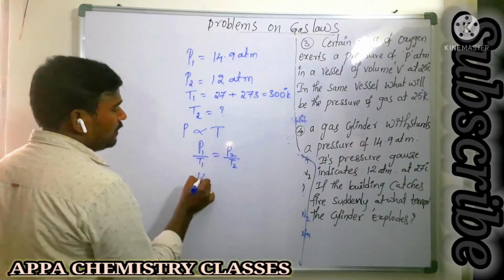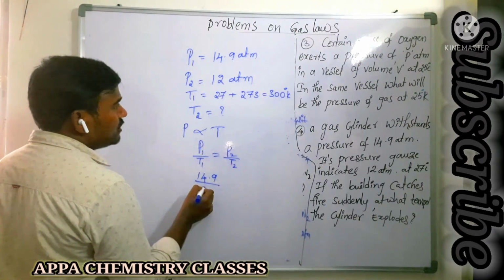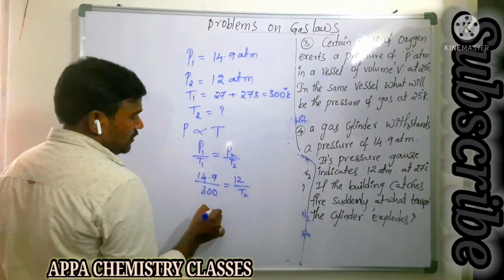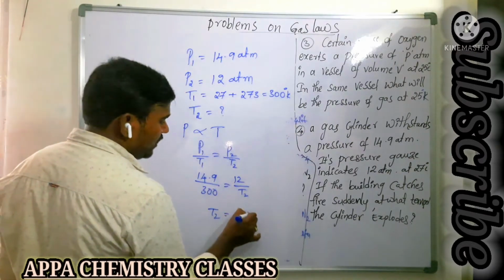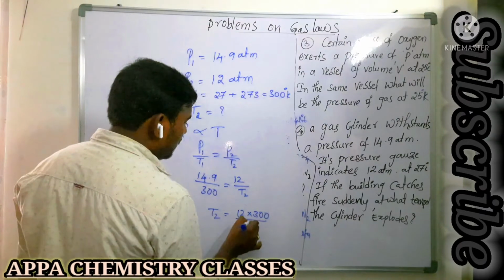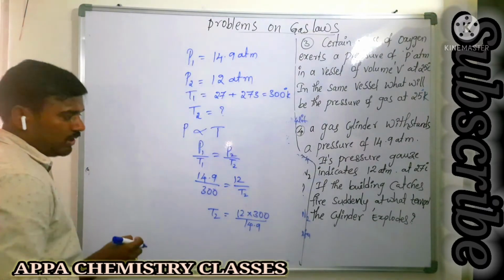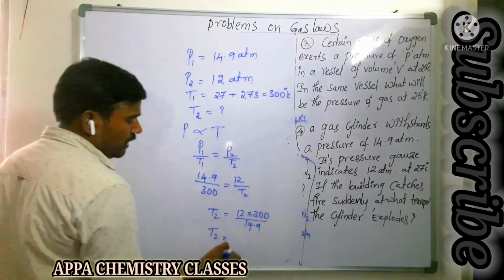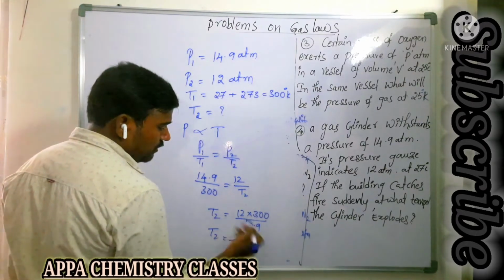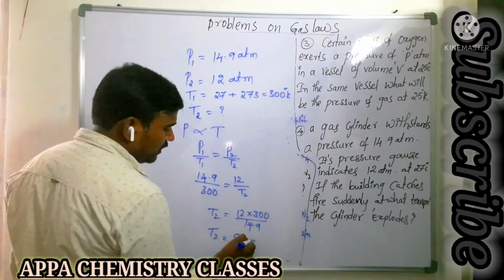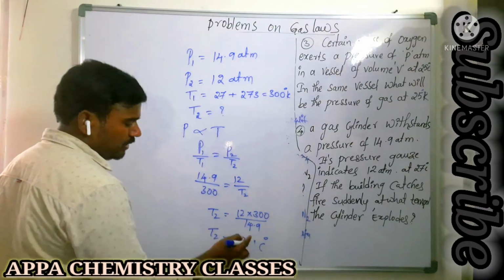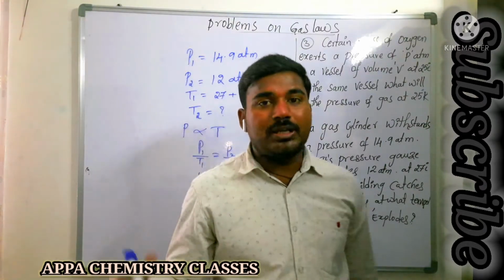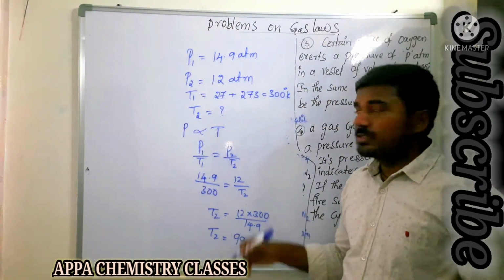So P1 is 14.9 by T1, which is 300, equals P2, which is 12, by T2. So T2 is equal to 12 into 300 by 14.9. You do this and you will get the exact value of the temperature. It will be around 99.9 degrees Celsius after converting, 99 point something, say 99.5 degrees Celsius. You will get it in Kelvin first, and that Kelvin value you need to convert into degrees Celsius.